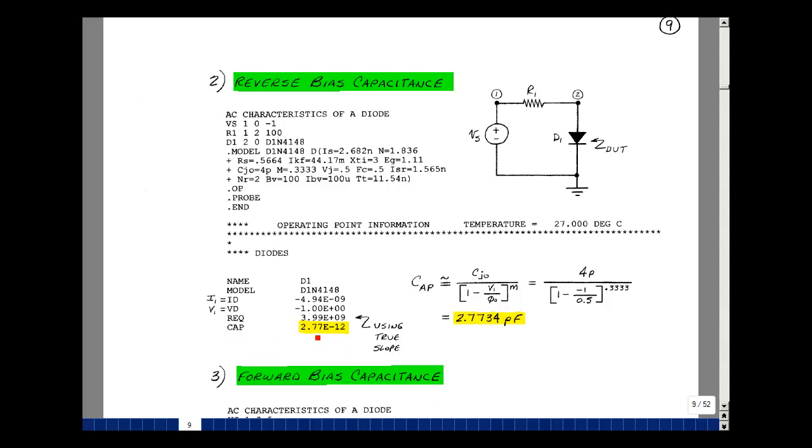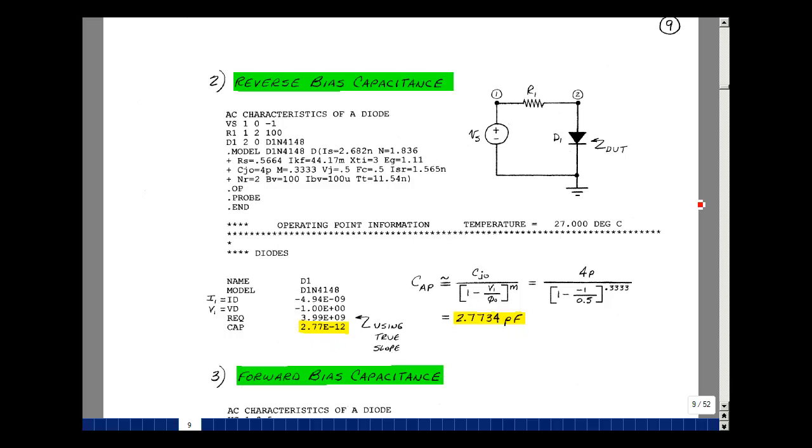For the capacitance, let's plug in our formula. Now CJ0 is over here, it's 4 pico, and V1 is equal to minus 1, and Phi0 is V sub J, which is equal to a half, and M is 0.333. And I get 2.7734 picofarads, and that's exactly the value I get here.